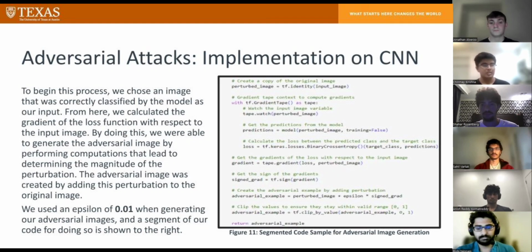We used an epsilon of 0.01 when generating our adversarial image to make sure that it would fool the model by flipping the classification, but was also small enough that it didn't affect how it looked to the human eye.